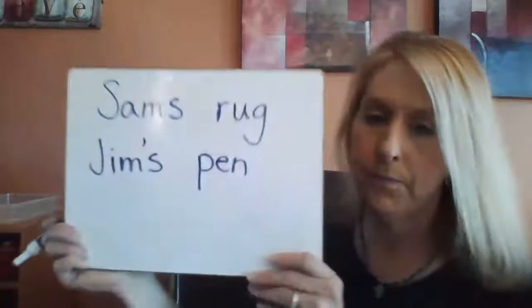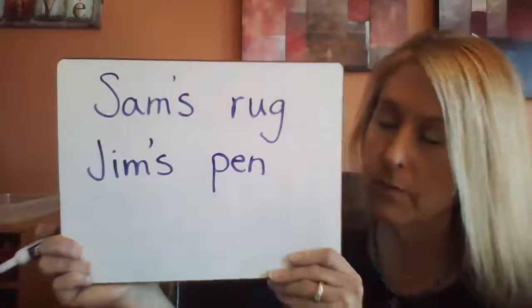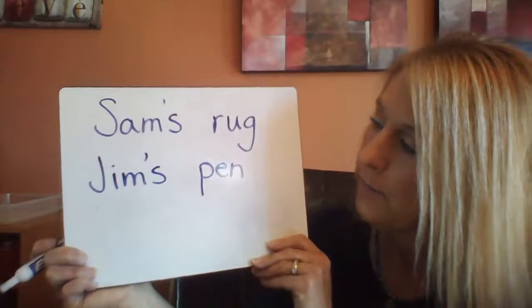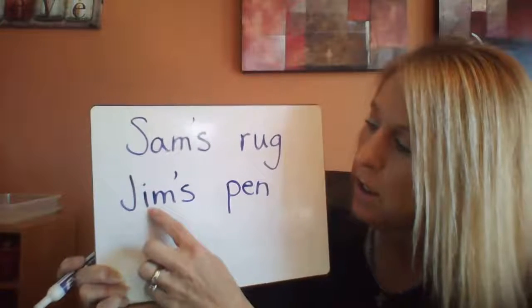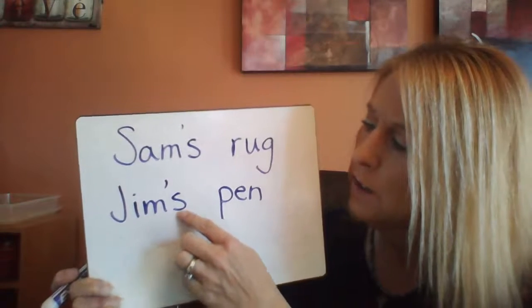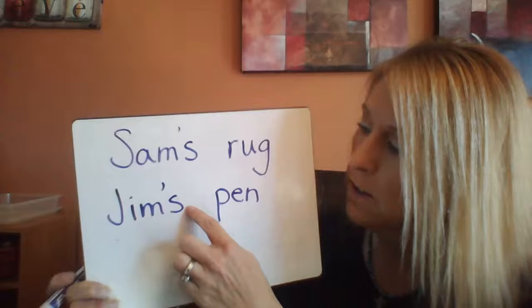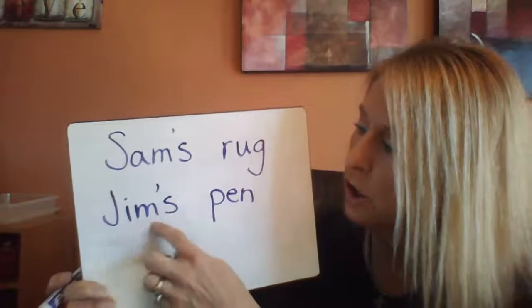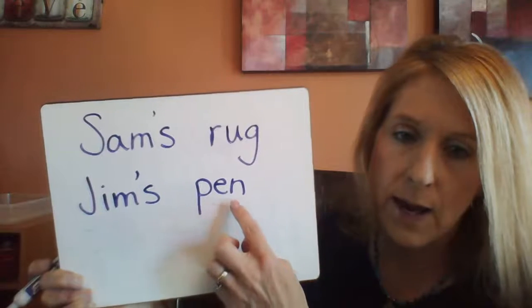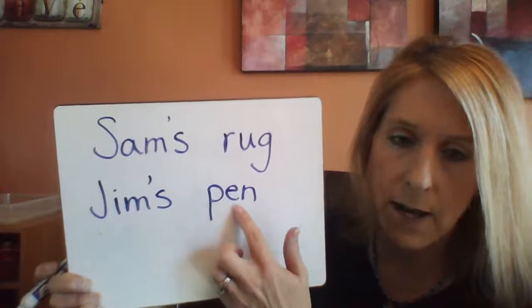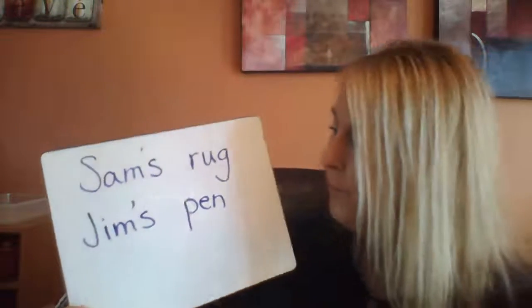What if I did this one? What does that say? Jim. Jim's. So if something belongs to Jim, it's the apostrophe S. Jim's pen. Pen. The pen belongs to Jim.